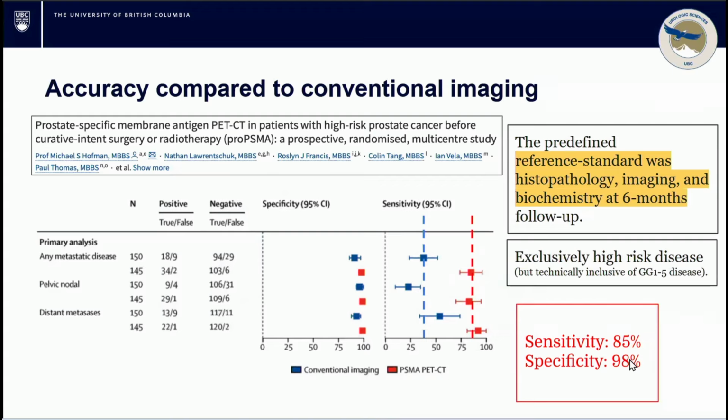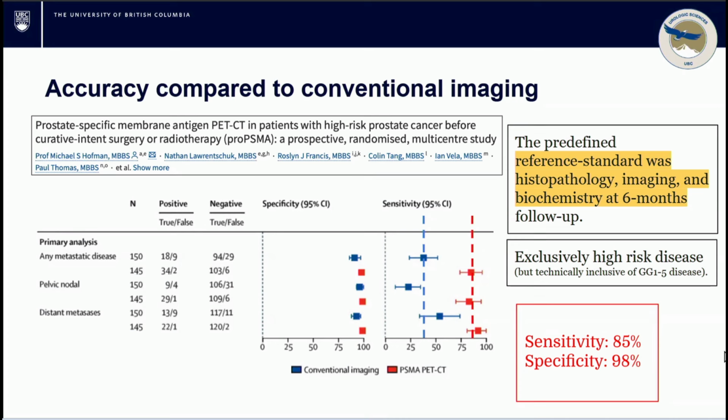And their population here is exclusively high-risk disease. Those who have read the trial before will recall the excellent test characteristics for PSMA-PET, where they cite a sensitivity for nodes of 85%, which is not perfect, but far better than conventional imaging at 25%. And then they cite a specificity of 98%. I feel that sensitivity is likely an overestimate of the actual sensitivity of PSMA-PET.